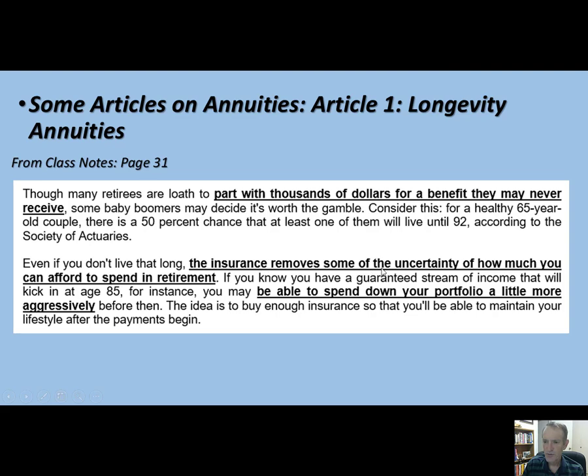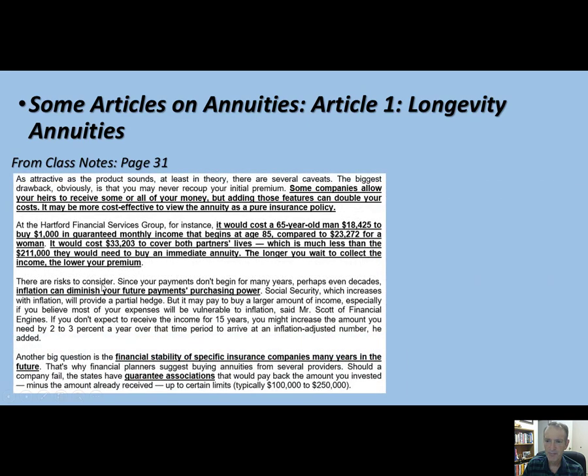So the insurance removes some of the uncertainty about how much you can spend in retirement, because you have this big payoff coming if you hit 80 or 85. So you can more freely spend down your portfolio. You saw that a little bit in Article 1 on the immediate annuities. You have more ability to spend down the rest of your portfolio because you have something there guaranteed to come in. Some companies allow your heirs to receive some or all of your money back, but remember, when you do that, you're actually greatly reducing the power of this product.